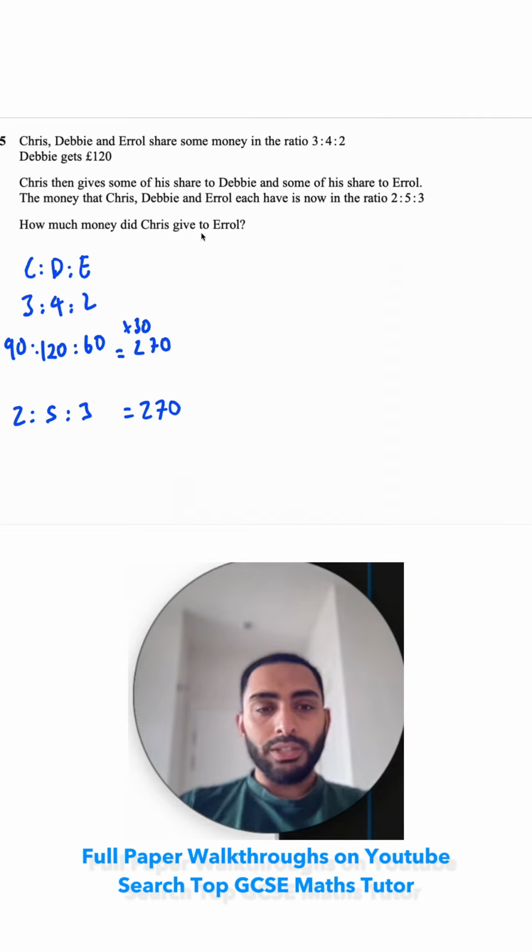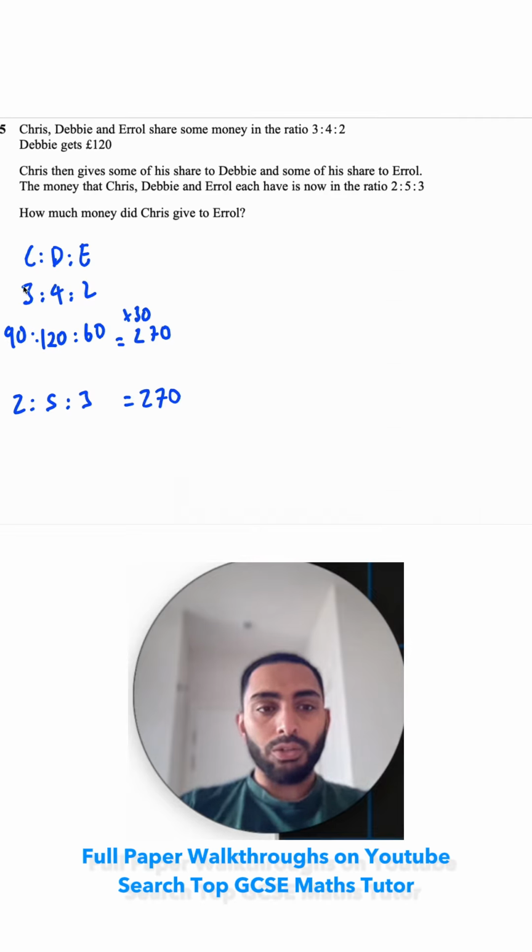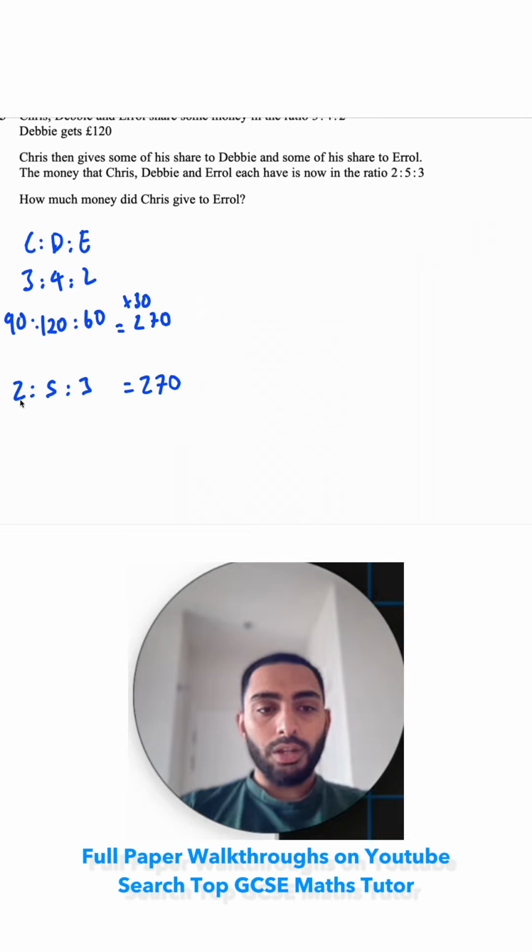How much money does Chris give to Errol? So we need to work out how much money goes from there to there. Let's just work this out. We've got 2 to 5 to 3 parts. So altogether, there's 5 add 3 add 2, so that's 10 parts, which is equal to 270.